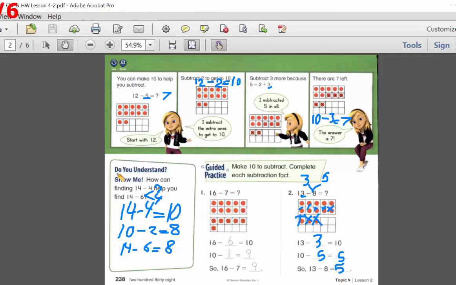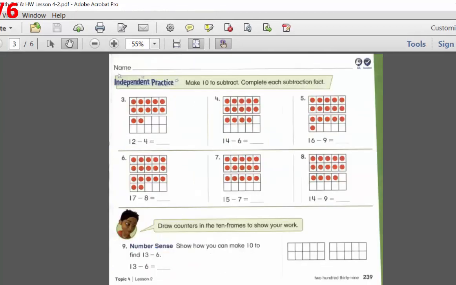Clear? Turn the page. Let's do one more page. Page 239. As we said, what will we do first? We want to do 12 minus 4. We will break 4 into two parts. The first part must be the same as the ones here too. So the first part is 2, and then 4 minus 2 equals 2.